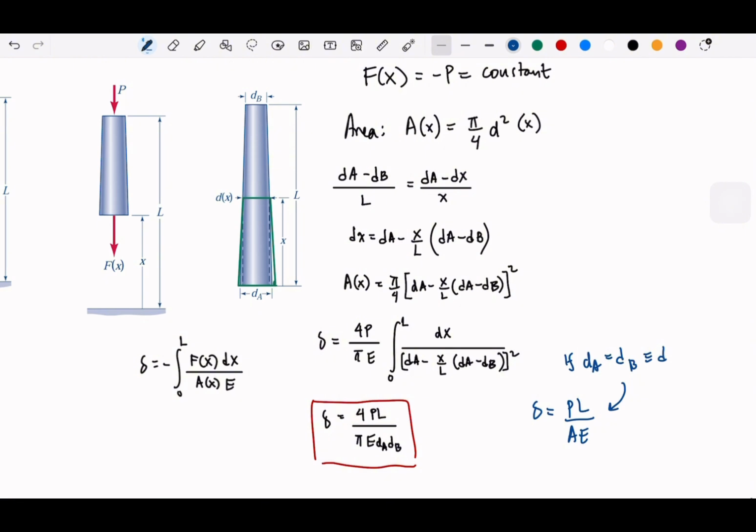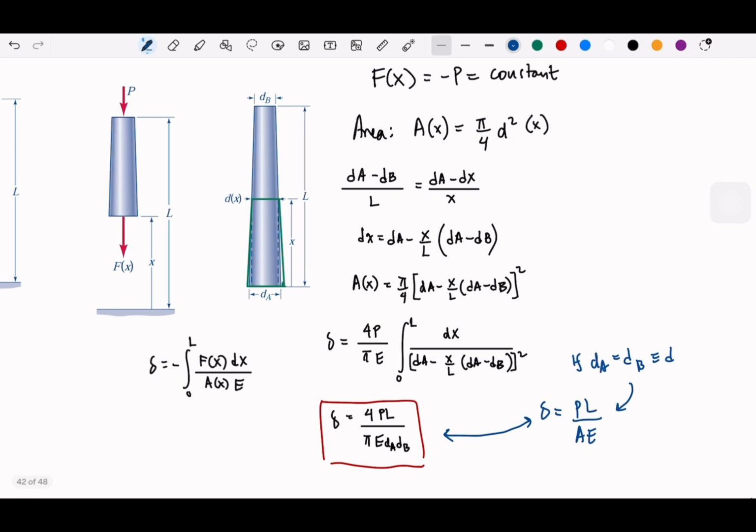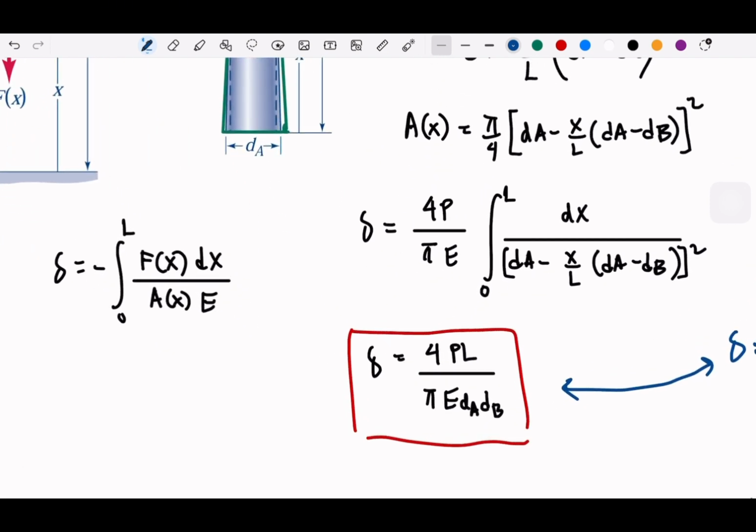Because basically that is giving you the area, right? 4 over pi and then d squared. And basically this is the equation that you can take for the same case. Okay, if you have different cross sections, you can directly use this one. Okay, this formula.